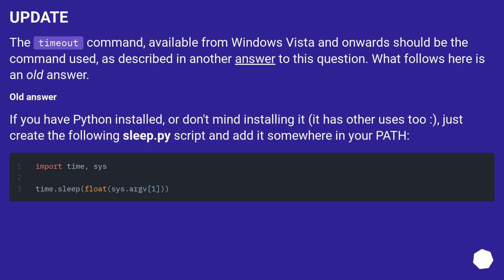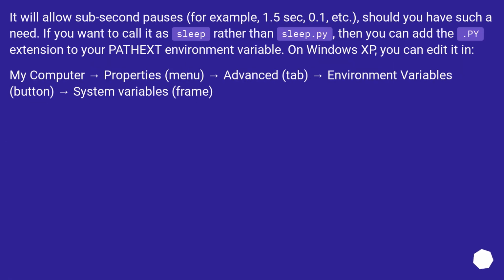Old answer. If you have Python installed, or don't mind installing it, it has other uses too. Simply create the following sleep.py script and add it somewhere in your path. It will allow sub-second pauses, for example, 1.5 seconds, 0.1, etc., should you have such a need.